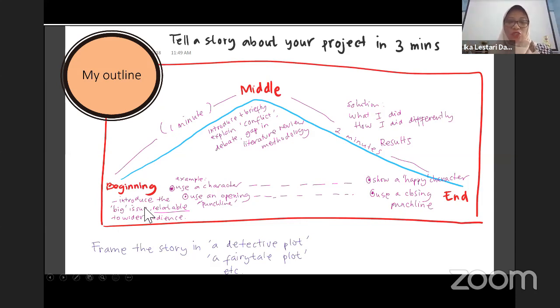So after I introduced the big issue, I set up the context, and then I introduced and briefly explained the conflict, the debate that occurred in my context. That's when I introduced the gap in the literature review or in research methodology. After I introduced the conflict, I started introducing the solution, what I did, how I did it differently. That's when I introduced my research methods, how I collected the data, how I did the intervention, and what about the results? And I showed the results towards the end of my presentation.